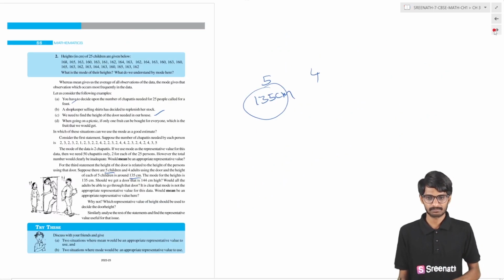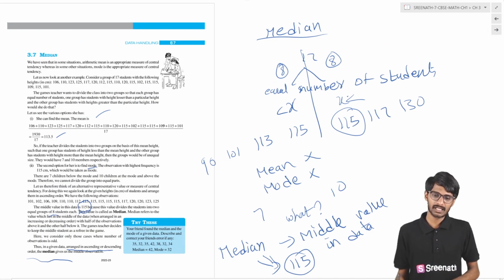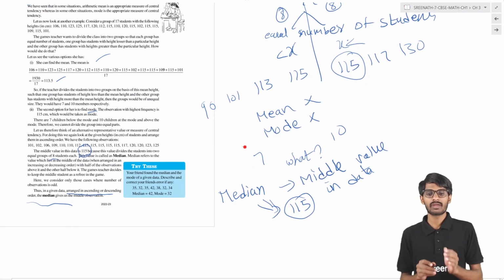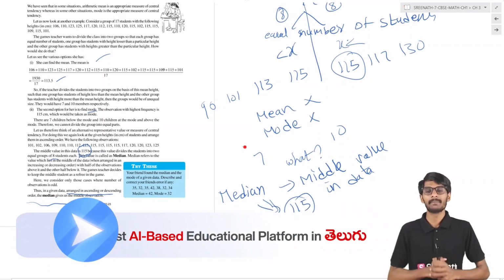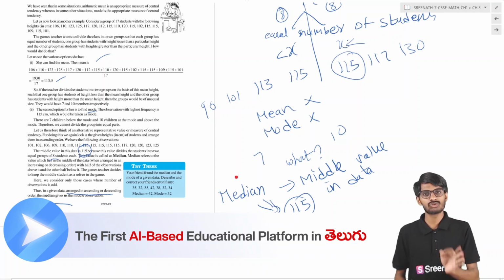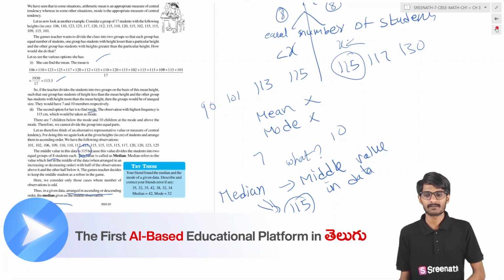Next thing is median. Median is nothing but the middle value in the data, students. If you write the data in ascending order or descending order, and find the middle one, the middle value in the data is the median, students.